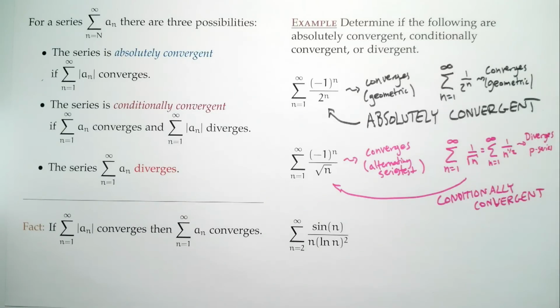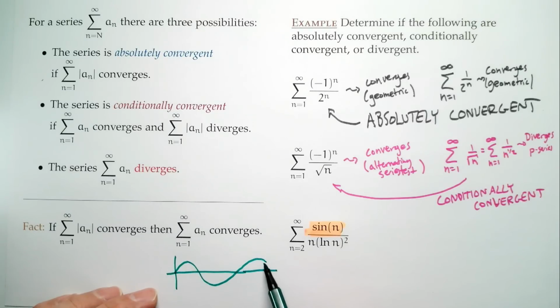Well, notice what we have in the numerator. Upstairs we have this sine of n. Now what's true about sine of n? Well, what's true is that sine of n is going to change signs. But it does it in sort of a very inconvenient way. So if you were to graph the sine function, it looks something like a sine curve. Okay, so there's the sine curve.